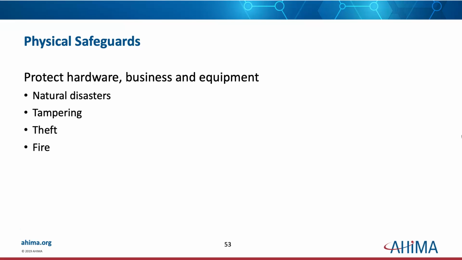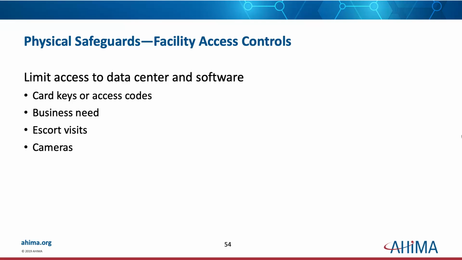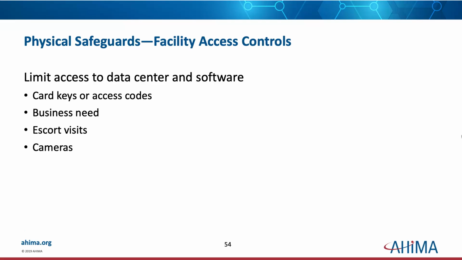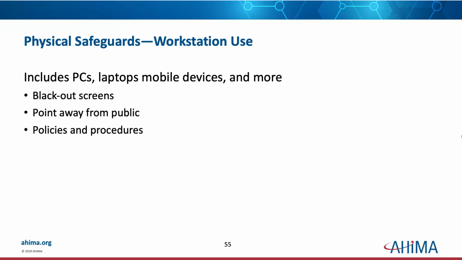Physical safeguards, because we've talked about administrative, we talked about technical, now we're into physical. That's the hardware equipment itself. What are your plans and how do you protect it from natural disasters, tampering, theft, and fire, just to name a few. Flooding would be another one if you're in a building that suddenly floods. That's part of this. Limiting access to the data center and software, making sure that only the people who have a business-related need to do something are permitted in, and how you handle all of that.